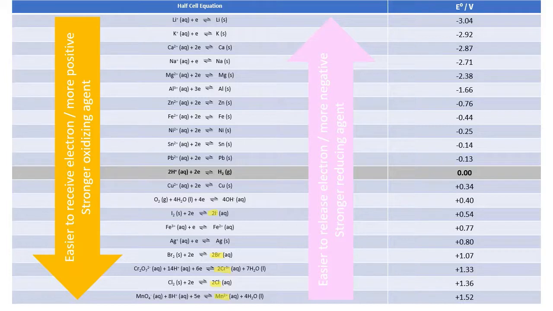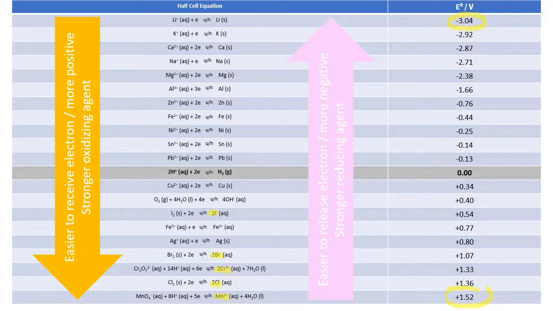This substance on the right side of that half equation is easier to release electrons. The higher the position of the substance, the easier it is to release electrons and undergo oxidation. It is also said that the substance is more negative. Therefore, it is a stronger reducing agent. Now, look at the E0 value of each substance here. That is why it is said that the higher position substance is more negative than the lower position substance.